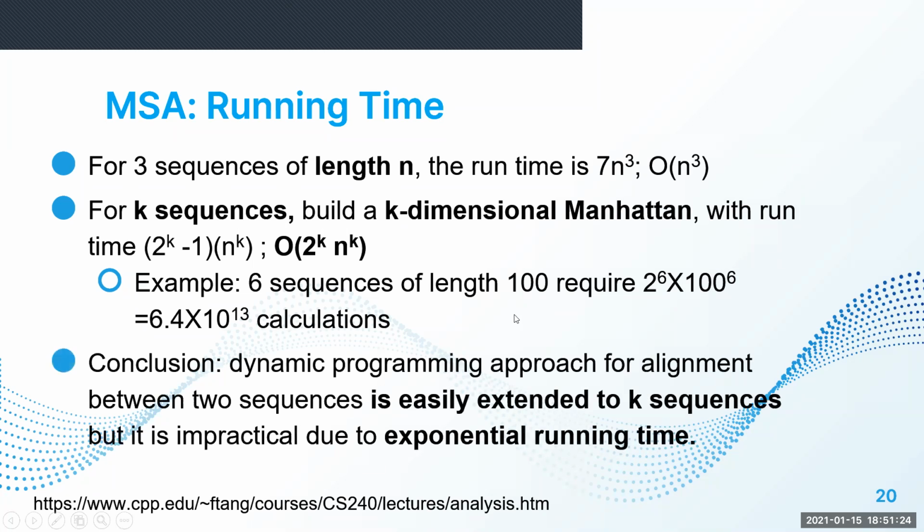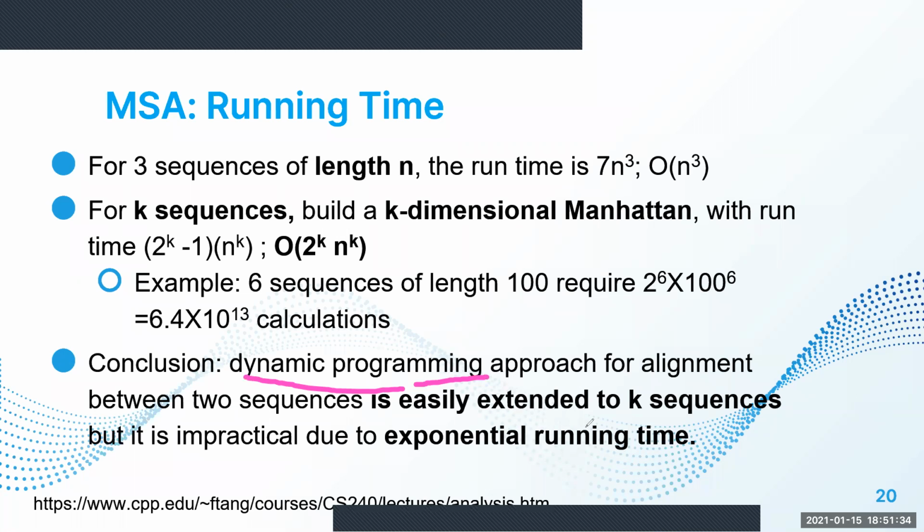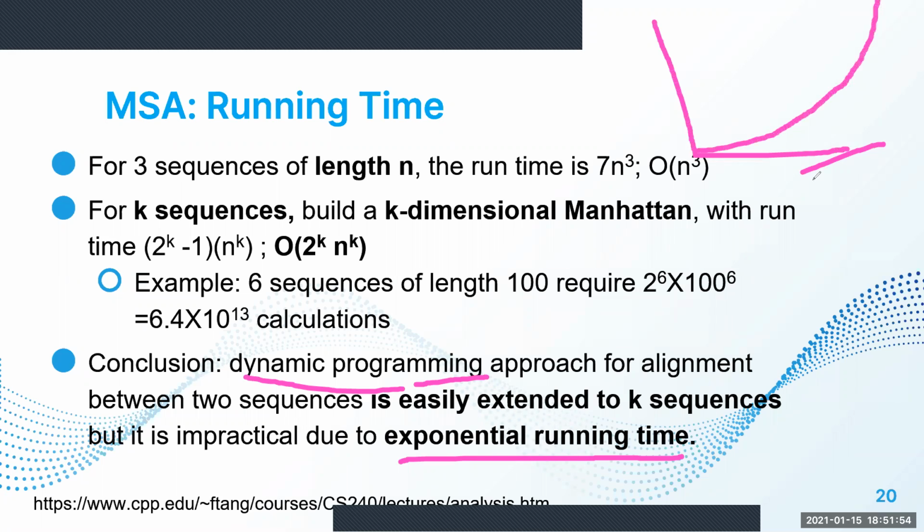So the conclusion is, the dynamic programming approach gives us the exact, optimal value, but it has an exponential running time. That means this is not a very good approach. Suppose we have to align 100 sequences. If we plot this, it is exponential. That means it grows based on k and n.